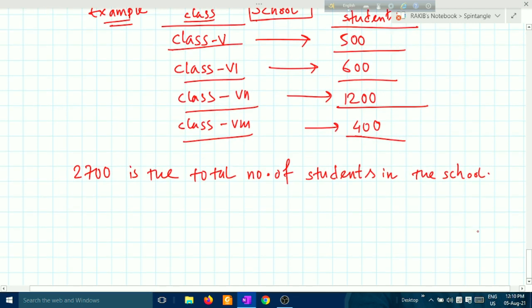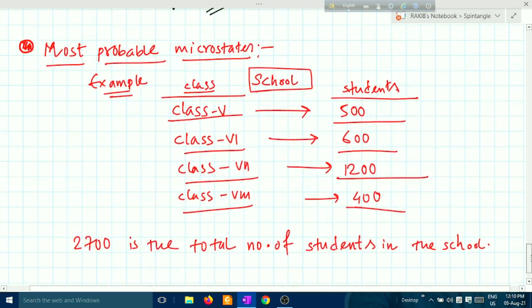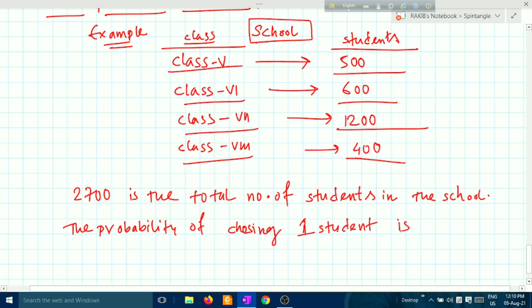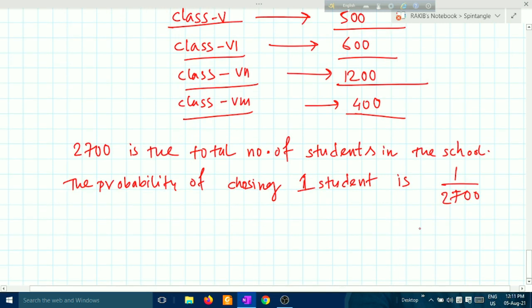So what is the probability of choosing each student? The probability of choosing one student is 1/27, okay? The probability will be what? 1/27. This is the basic probability.